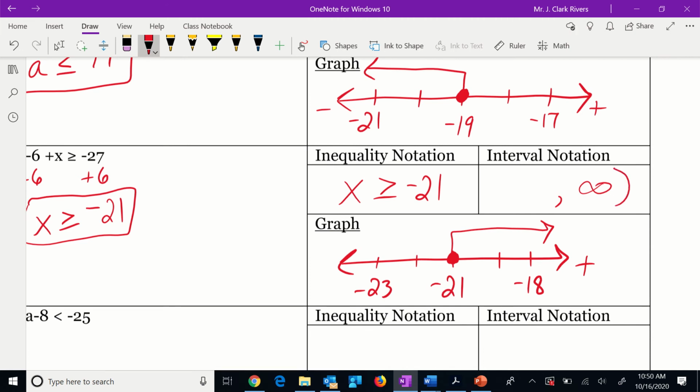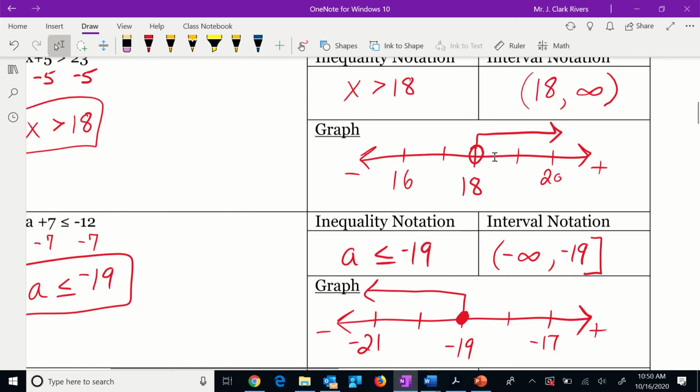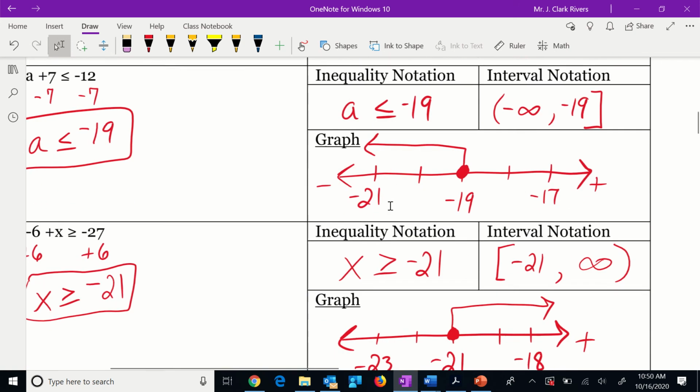Infinity always gets a parenthesis. It's always an open interval. The low end is negative 21. Our graph does not go further to the left than negative 21, so negative 21 is going to be the low end. Now think about it: do we get a bracket here or do we get a parenthesis? It's a closed circle, meaning negative 21 is included in the solution, so we get a bracket. Closed circles get brackets, like you saw in the previous problem. Negative 19 got a bracket. Open circles get parentheses. Okay.